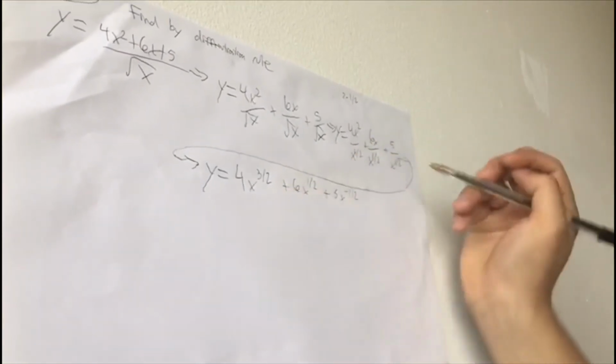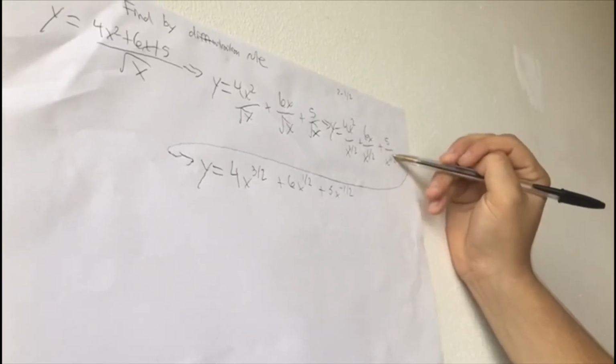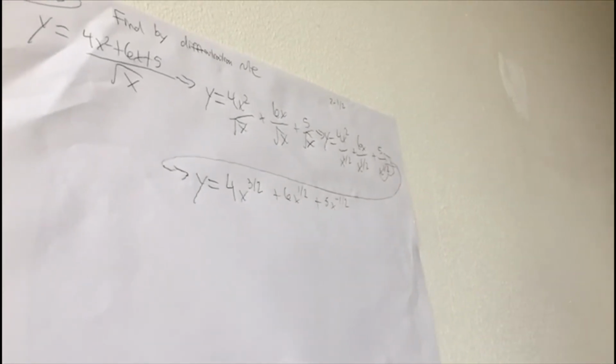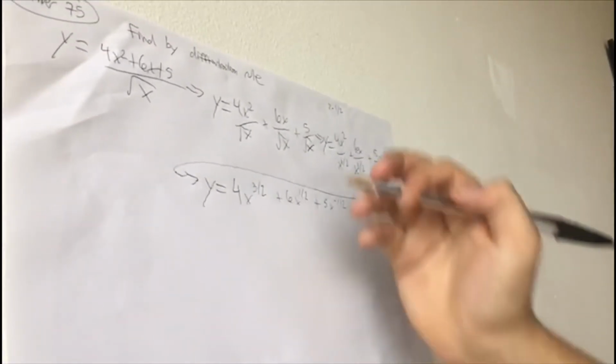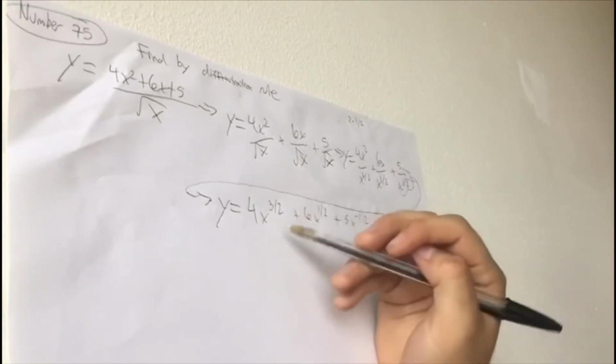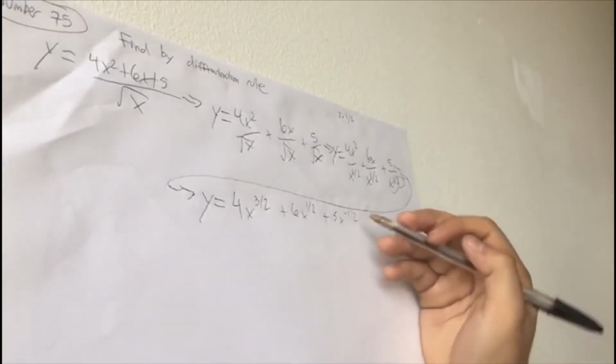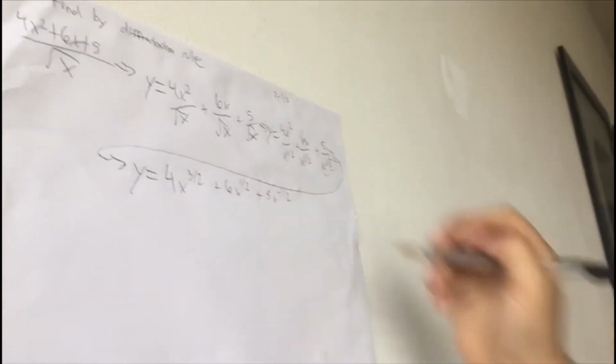So with the x to the 1 half, you will get y equals 4x... in this case you just pass the x to the 1 half to the numerator and make its exponent negative, but you will differentiate anyway, so there's no problem. So you will get y equals 4x to the 3 over 2 plus 6x to the 1 over 2 plus 5x to the negative 1 over 2. So now you will differentiate.